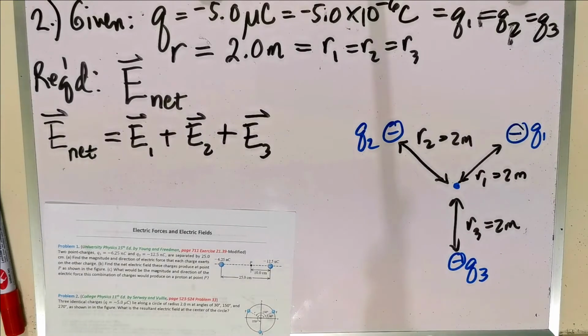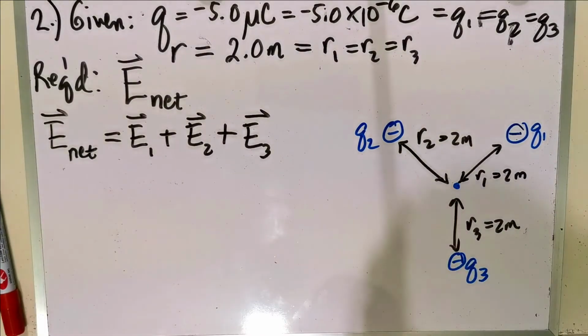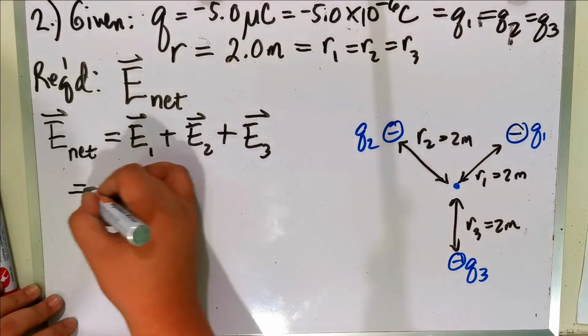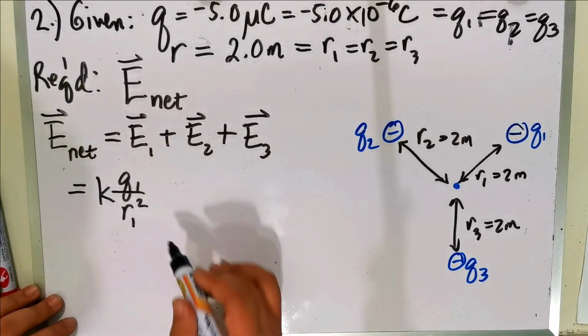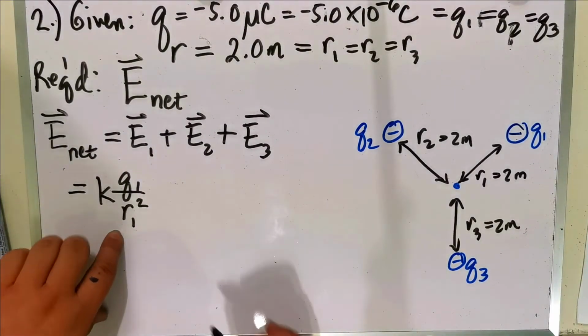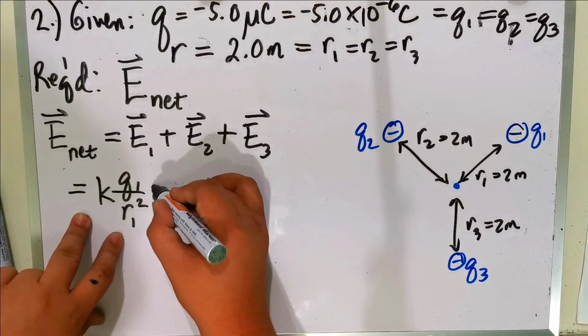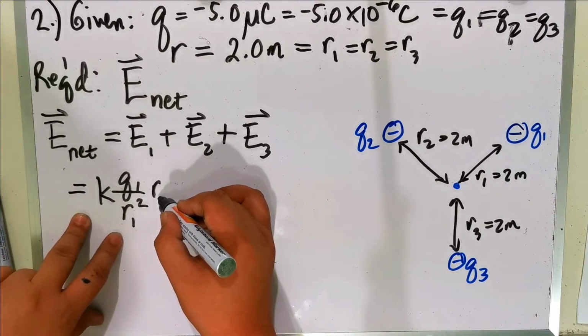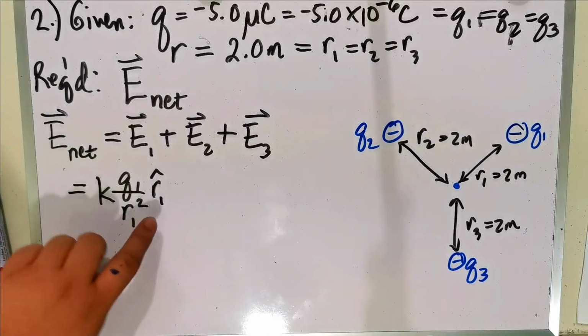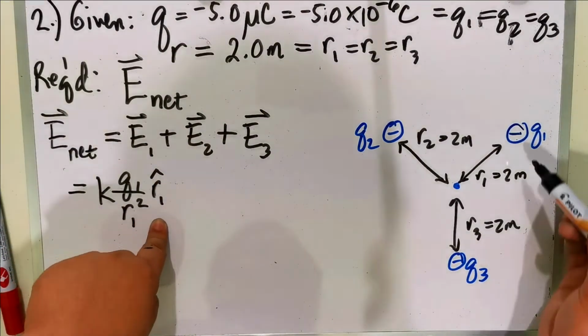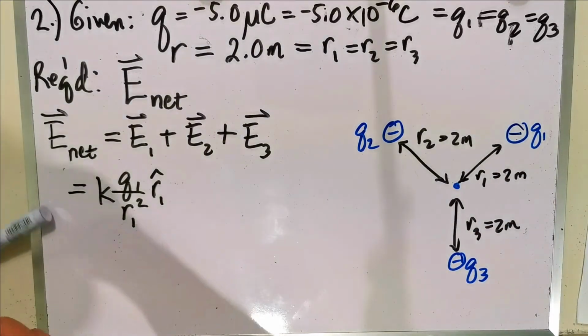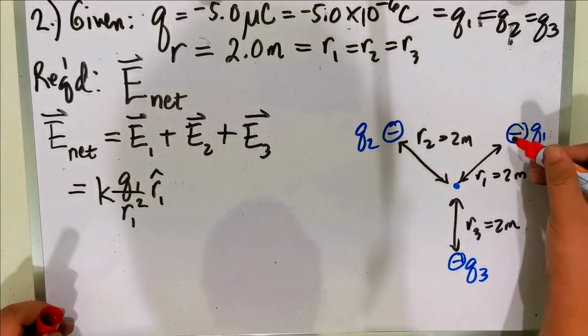By the equation, the equation for the electric field is K times Q over R squared. So that would be K Q1 over R1 squared. This is the magnitude of the electric field. And then you have the unit vector R1 hat. But R1 hat is not simply I hat or J hat. As you notice, it points in this direction, coming from here, that is our R hat.